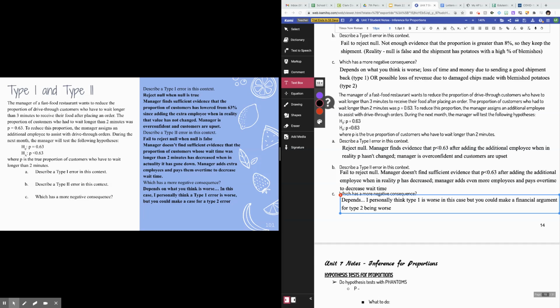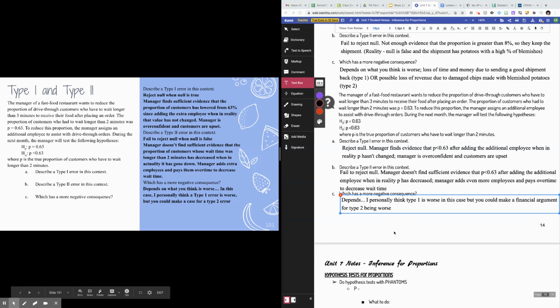So then the question, which one of these has a more negative consequence? I personally think that a type 1 error is going to be worse in this case because you end up with upset customers, and a misunderstanding that could make the manager not listen to customers when they say that they've actually had to wait a longer time in the drive-through. But I did say that you could make a financial argument for type 2 being worse, if you're going to have to add and pay more employees. You could make a bottom line type argument for a type 2 error being worse.